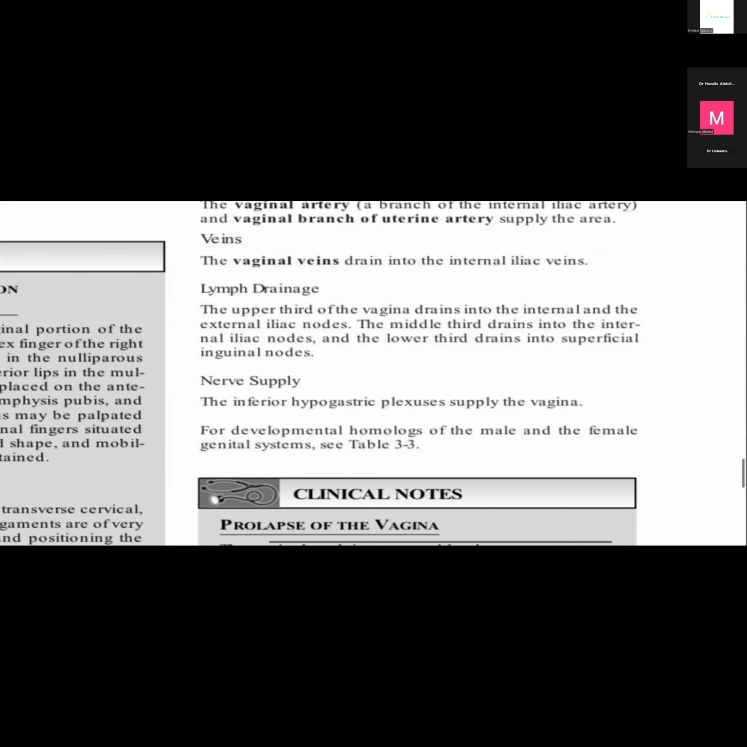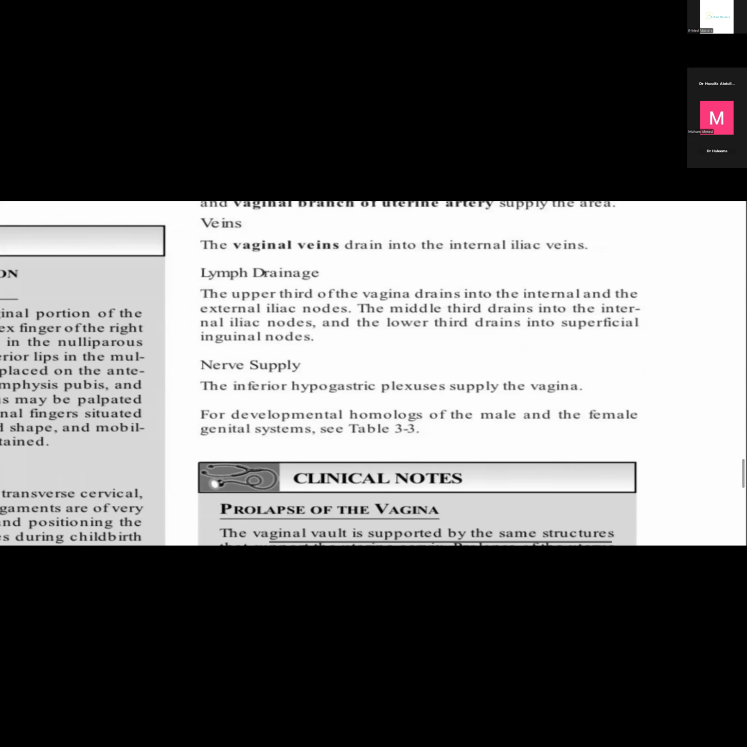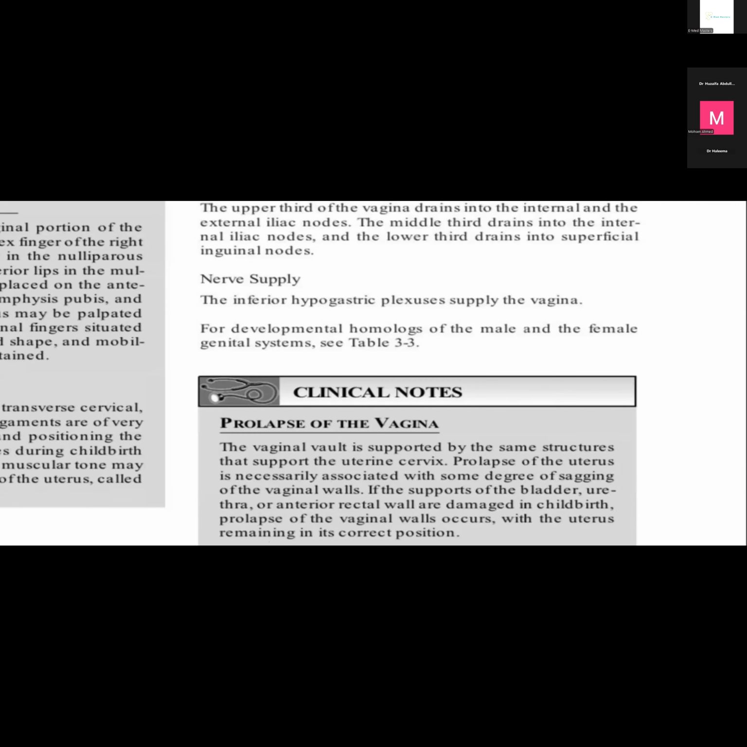What is the lymph drainage? The upper third of the vagina drains into the internal and external iliac lymph nodes. Middle third drains into the internal iliac lymph nodes, and lower third drains into the superficial inguinal lymph nodes. Divide vagina into three parts. Upper third drains into the internal and external iliac lymph nodes. Middle third drains into the internal iliac lymph nodes, and the lower third drains into the superficial inguinal lymph nodes.